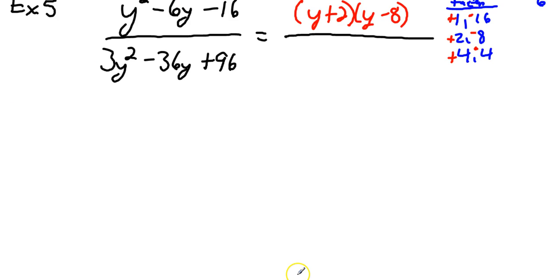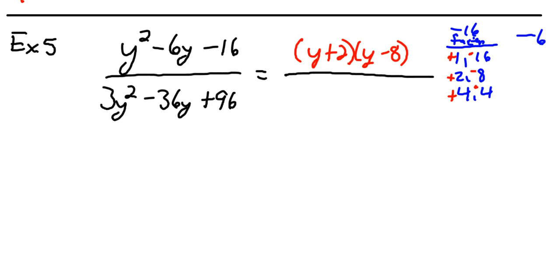Okay, and on the bottom part, first thought, it looks like you're going to have to do the AC method, where you're going to have to multiply 3 times 96. But hopefully you'll notice this one. You've got 3 and 36, dividing both by 3, right? If you take 96 and divide it by 3, it'll go evenly. That'll be 32. So you can actually factor out a 3 before you do anything. So that'll be y squared minus 12y plus 32.